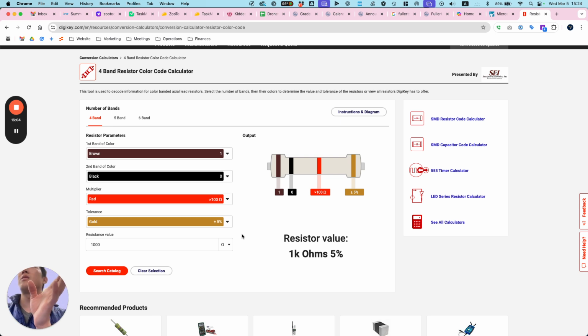So can everyone see on the resistor which direction to read? It might be easiest to see the tolerance level, which is generally a gold or silver. If you see that, let me hold that little resistor up here.